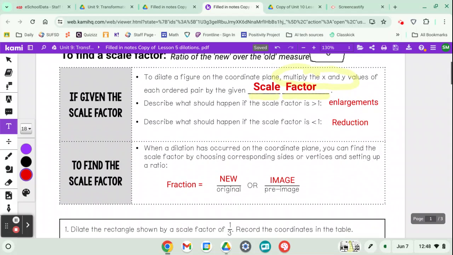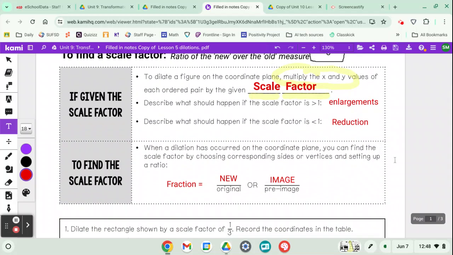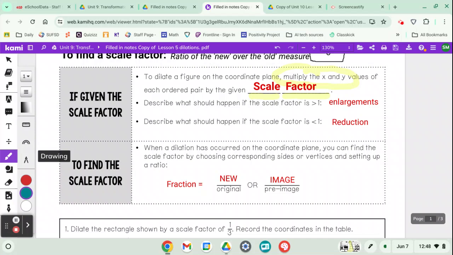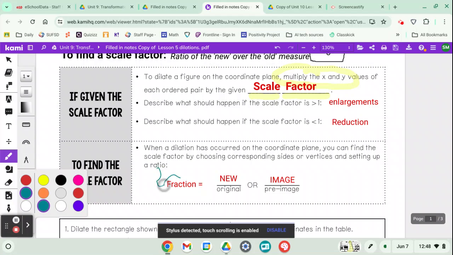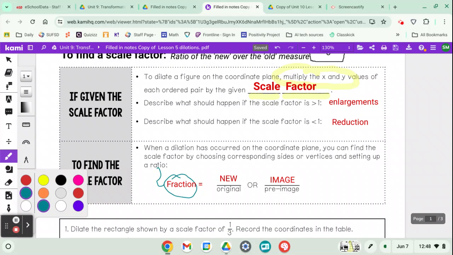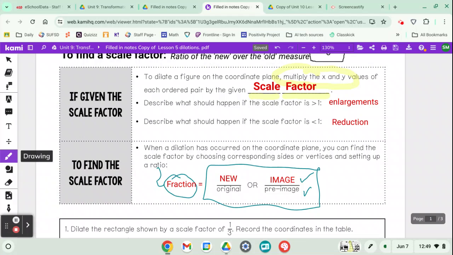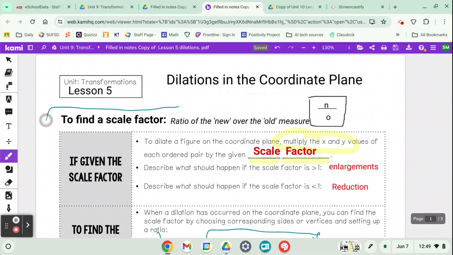When a dilation has occurred in the coordinate plane, we can actually figure out what this scale factor is by writing the ratio. And we know that another word for ratio is fraction. So if we write a fraction using the measurements from our pre-image and our image, and we write them as a fraction in these orders, then we will know what our scale factor is. I've even got that listed at the top of the page, sometimes referred to as the new measurement over the old measurement.